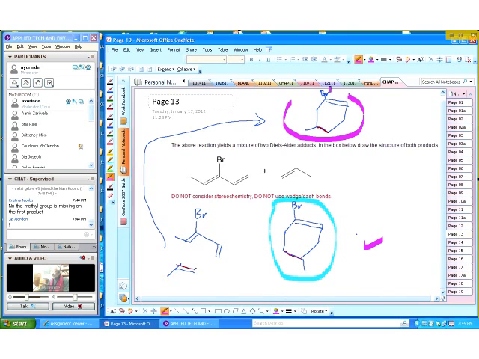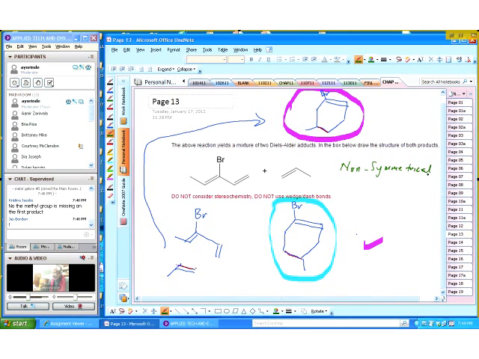Okay, this here and this, because the reason why you get two products here is because you are starting with a diene that is non-symmetrical. This is a non-symmetrical diene, so that allows us to get two different products, non-symmetrical. Okay, if you see that, give me a happy face.